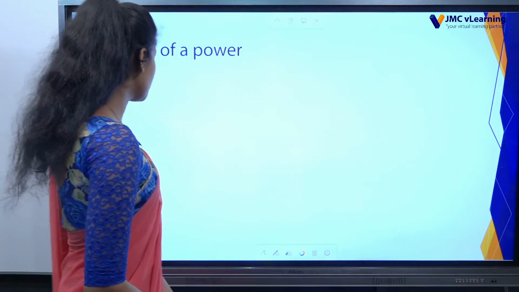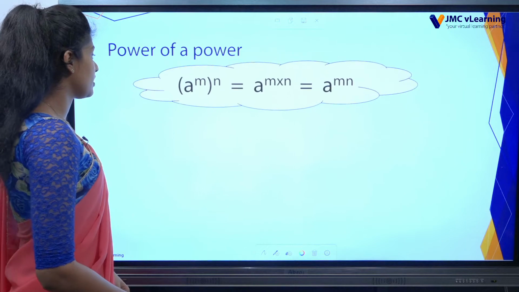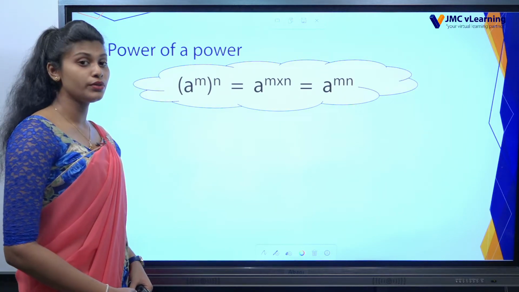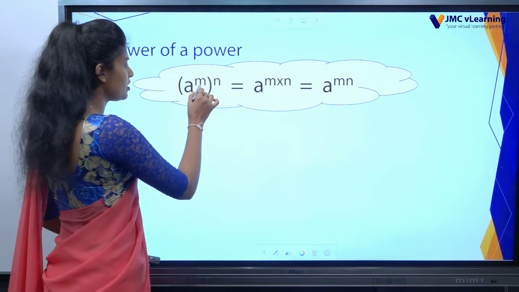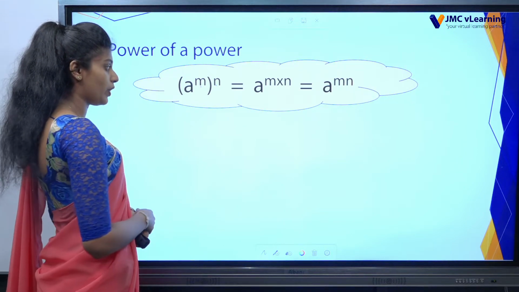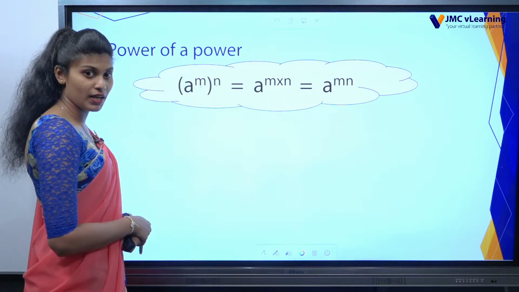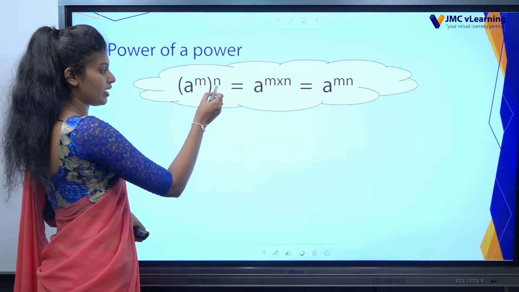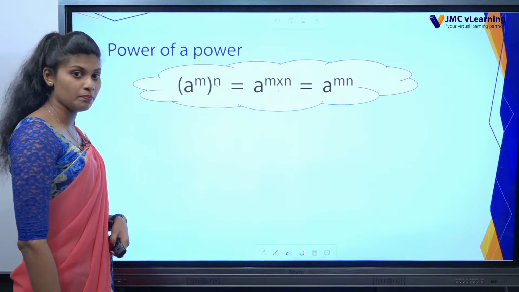Then let's move to the next part. Power of a power. Then a to the power m to the power n is equal to a to the power m into n. That means here two powers are there. How can you simplify this? When the sum is like this, you have to multiply all the powers. Then m and n you have to multiply. The final answer is a to the power mn.